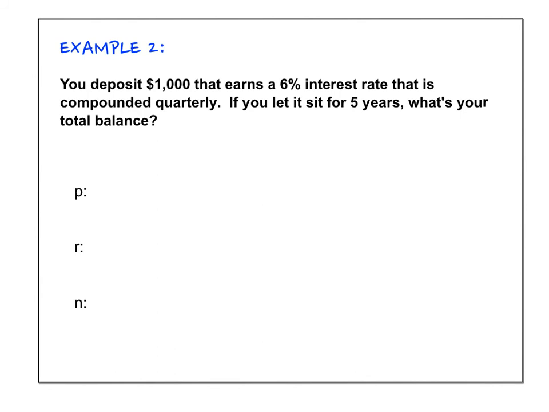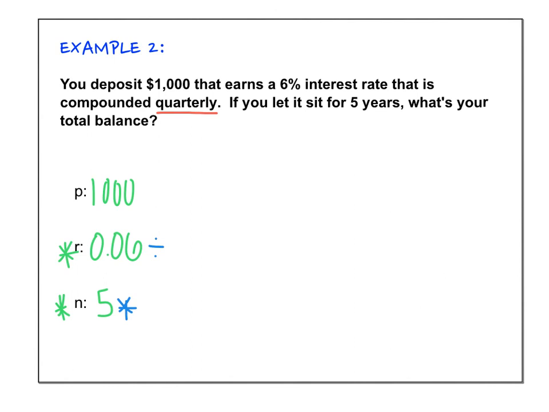In our last example, it says you deposit $1,000 that earns a 6% interest rate that is compounded quarterly. If you let it sit for 5 years, what's your total balance? So again, starting out by just making a list of what I'm given. My principal is $1,000. My rate right now is 0.06, and I let it sit for 5 years. I'm going to make adjustments to these two, my R and N, dividing the rate and multiplying the N.